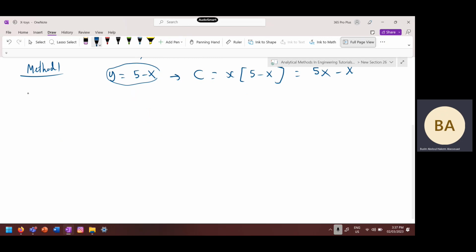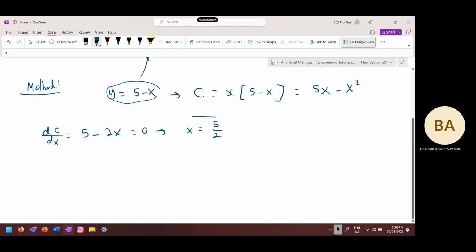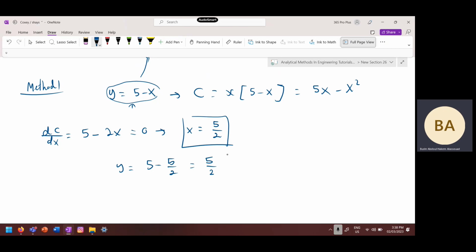Now you need to find the derivative of the cost function, dC over dx. So the derivative is 5 minus 2x, equal to 0. It's always equal to 0. Now solve this. You will get that x is equal to 5 over 2. Okay. Now substitute this value here. You get y: 5 minus 5 over 2 equals 5 over 2. Now this is the value of y.